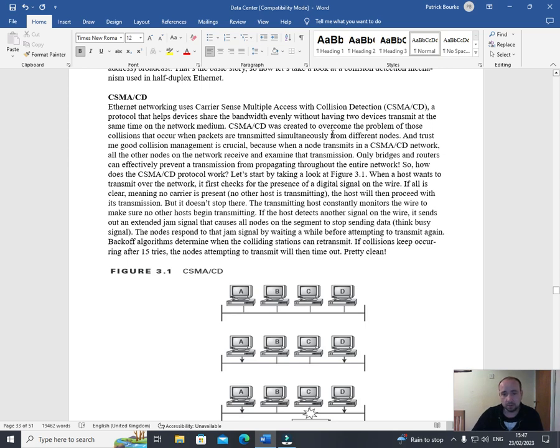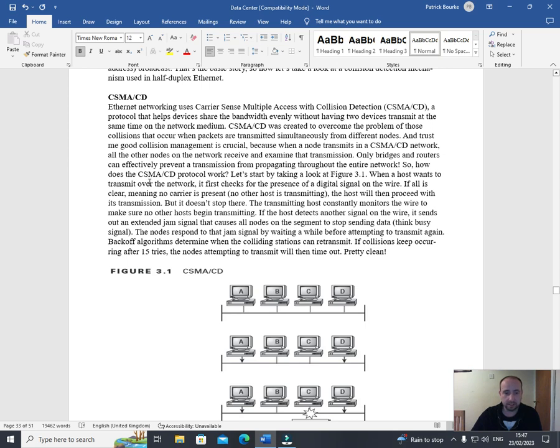CSMA/CD was created to overcome the problem of those collisions that occur when packets are transmitted simultaneously from different nodes, and trust me, good collision management is crucial because when a node transmits in a CSMA/CD network, all the other nodes on the network receive and examine that transmission. Only bridges and routers can effectively prevent a transmission from propagating through an entire network.